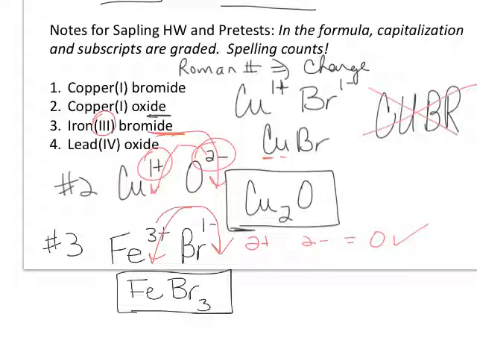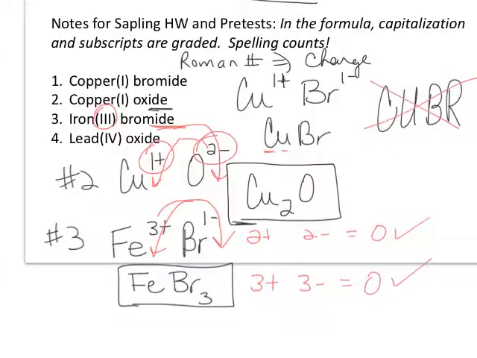And then we're going to check it, because we like to check our work. So 3 plus, and there's only one of them because it's subscript. So your cation side is a 3 plus, and your bromide is a 1 minus, and you have a 3 subscript. So that's going to be a 3 minus. Well, a 3 plus and a 3 minus gives you 0. So you can move on to the next problem.